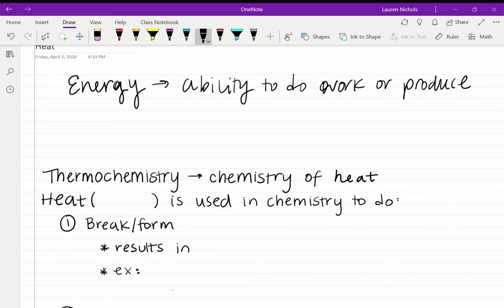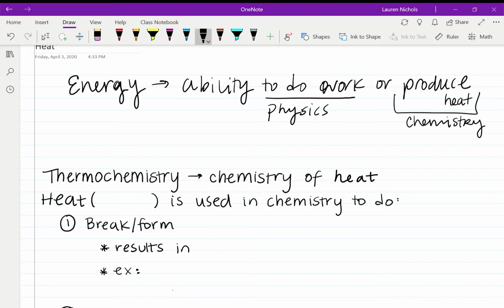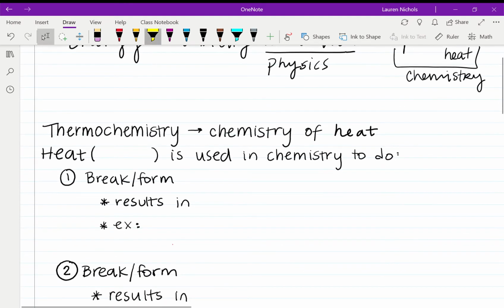Now, when we talk about doing work, that's like pushing a desk or moving your arm. This is normally what you're going to learn in physics class. The producing heat part is what you're going to really focus on in chemistry. You touch on it slightly in physics, but for the most part, this is what we're going to talk about in chemistry. And heat, this word thermo means heat. And so thermochemistry is the chemistry of heat.